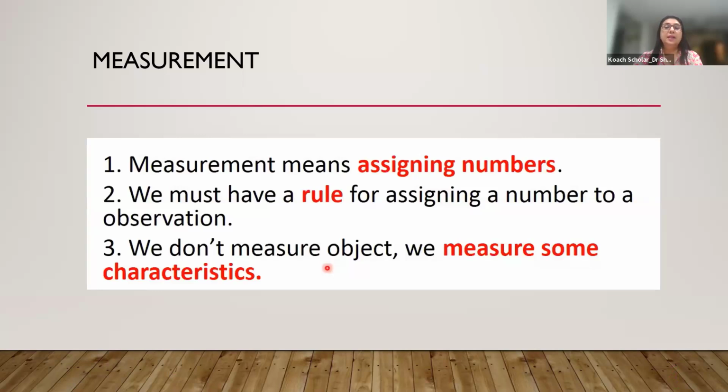So we must have a rule for assigning a number to our observation. You can't assign centigrade to an age, right? So you have a rule. Temperature will be measured in centigrade or Fahrenheit. Weight आपको kgs, kilograms, grams, tons कैसे measure करना है? Distance आपको you can meters, kilometers. You cannot weigh it in grams. So you have certain rules for assigning a number and a unit to an observation. We don't measure objects.